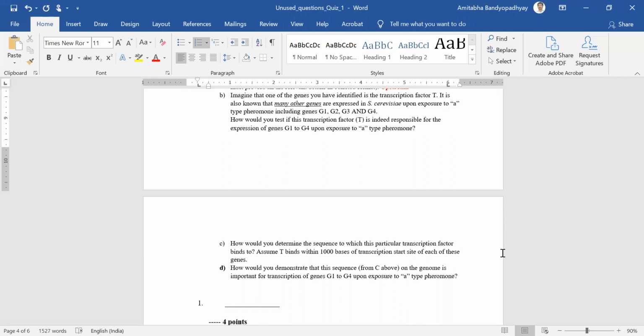We can always do RT-PCR for that. So in one case, we will inactivate the transcription factor and then do RT-PCR, and in another, we'll check normally. You will get 3 out of 10.